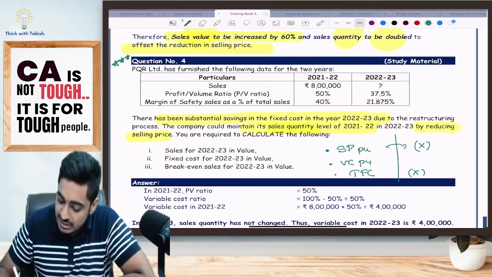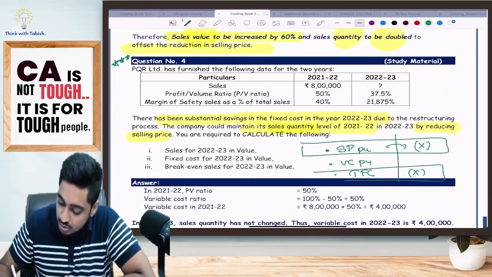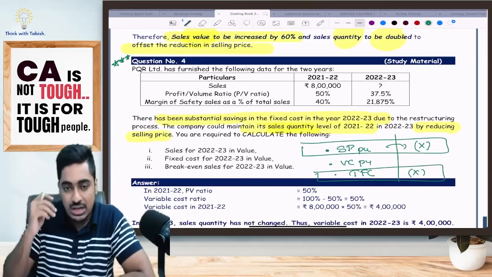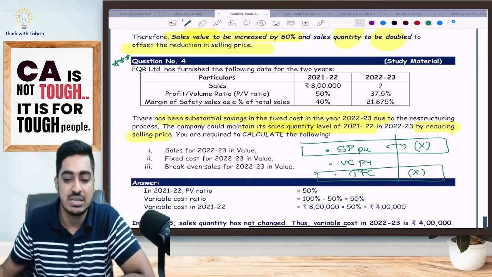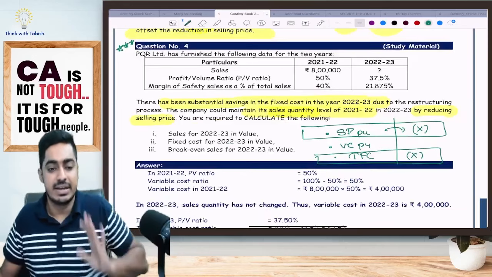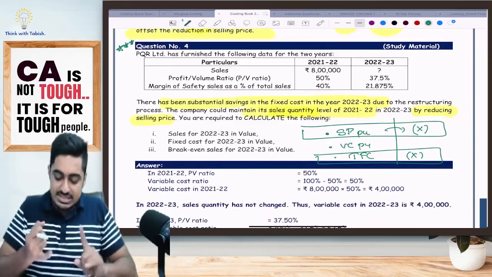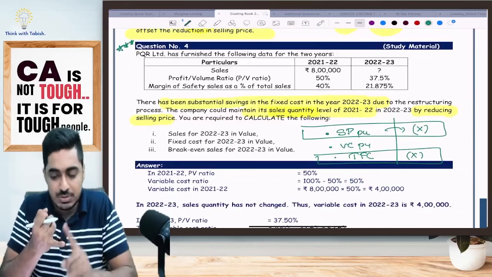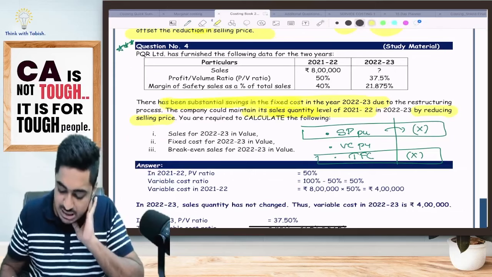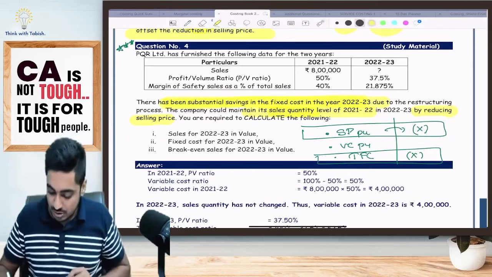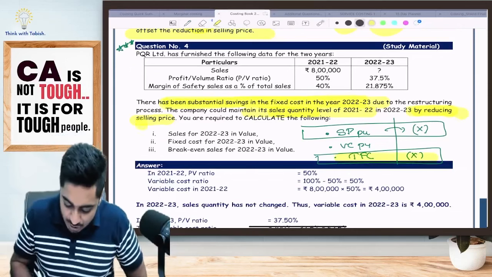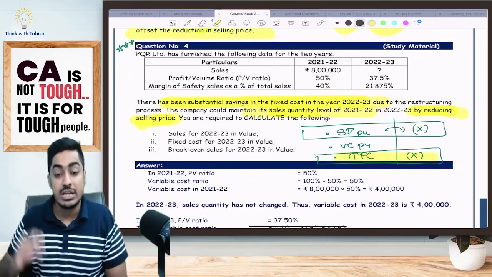Yes or no, everyone? That means my two default assumptions are not working here. Selling price per unit is changing. Question is telling me. Total fixed cost is changing. Question is telling me. Yes or no, everyone? Pay attention, everyone. I'll repeat it again. My default assumptions are selling price per unit, variable cost per unit, and total fixed cost be constant. But here, the question itself is telling that there will be change in fixed cost. That means fixed cost will not be same. Yes or no, everyone? The question itself is telling that we will be reducing our selling price. Company can maintain sale quantity by reducing our selling price.